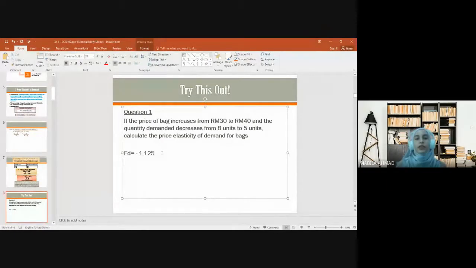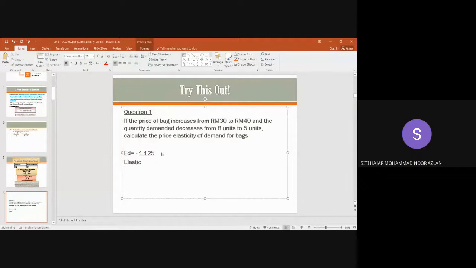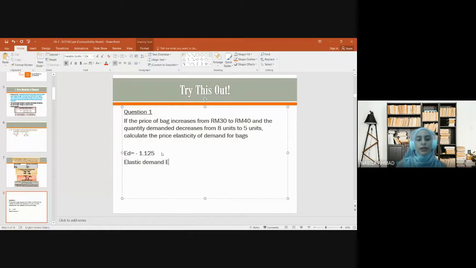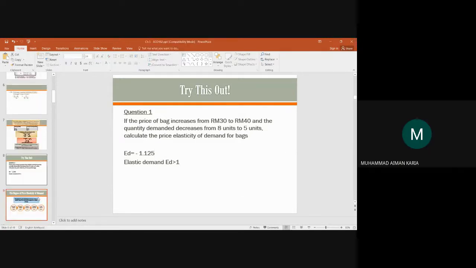Greater than 1. Kalau greater than 1 apa? Elastic. Elastic demand sebab elasticity dia greater than 1. Okay? Jadi kalau equals to 0, kalau kita dapat value elasticity 0, maksudnya perfectly inelastic. Kalau dapat 1, unitary elastic. Ya? Yeah? So kita kena identify degree of elasticity apabila ditanya nanti. Okay, so far okay? Okay.